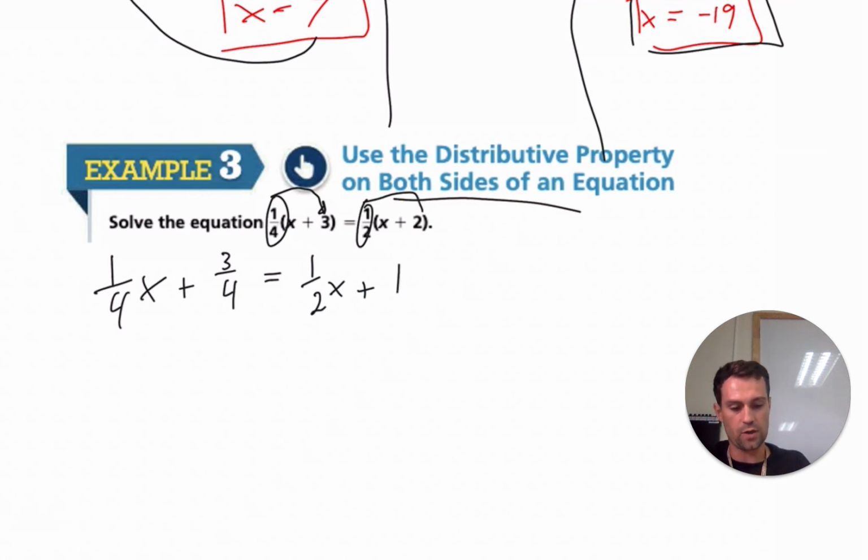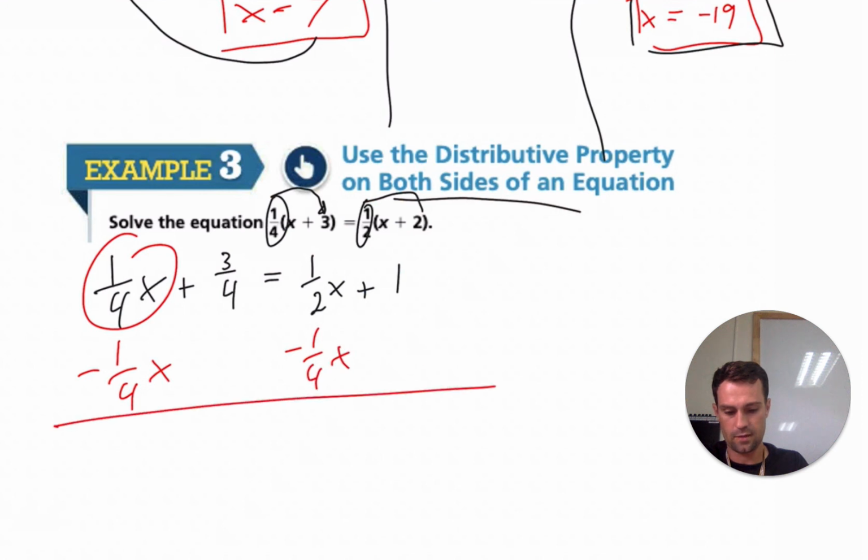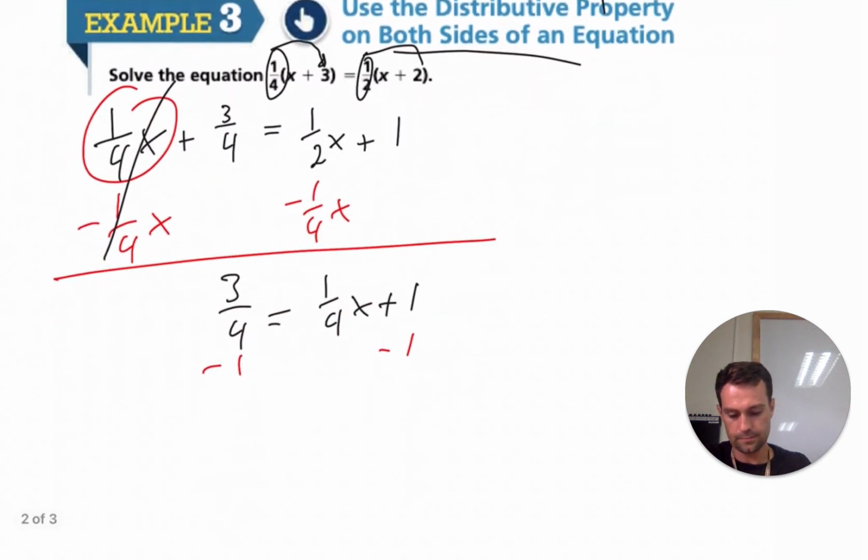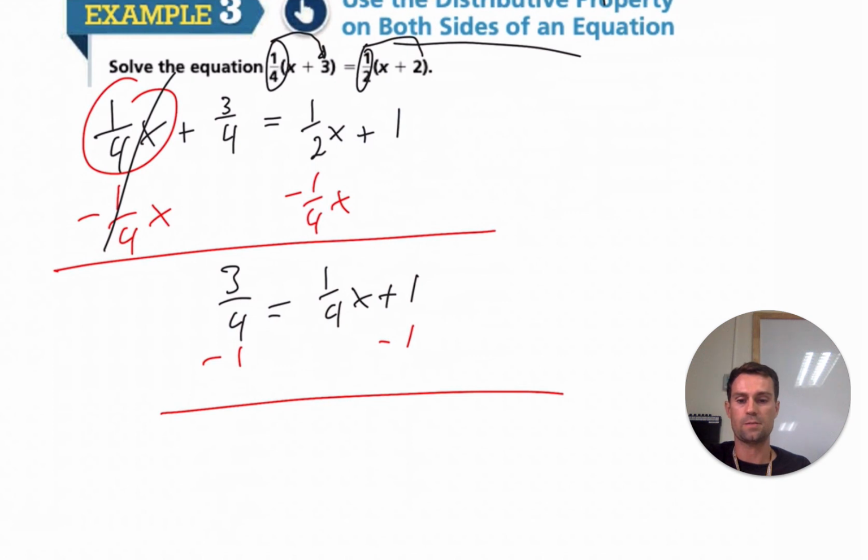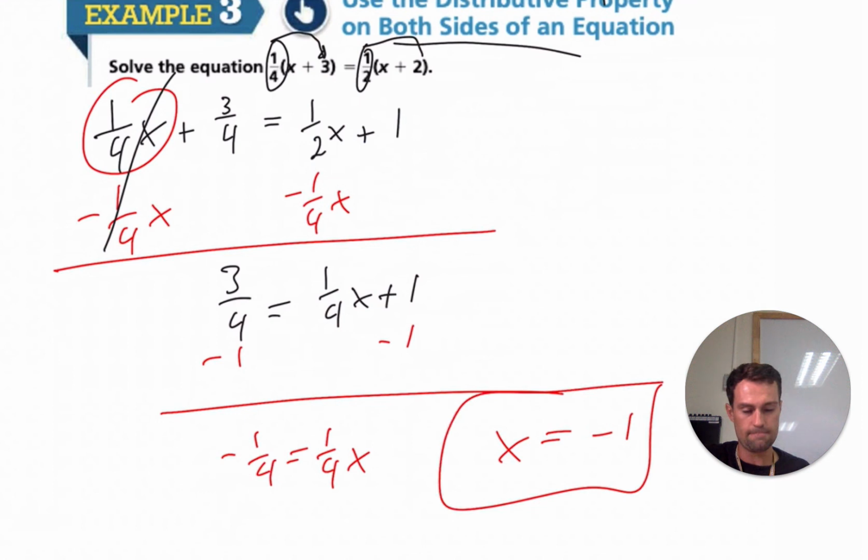So now, which one is the lighter load? This is our lighter load, so we will subtract 1/4 x from both sides. So we have 3/4 equals 1/2 minus 1/4 gives us 1/4 x plus 1. We will subtract 1 from both sides. So 3/4 minus 1 will just be negative 1/4 equals 1/4 x. So x has to be equal to negative 1. All right, you should get x is equal to negative 1.